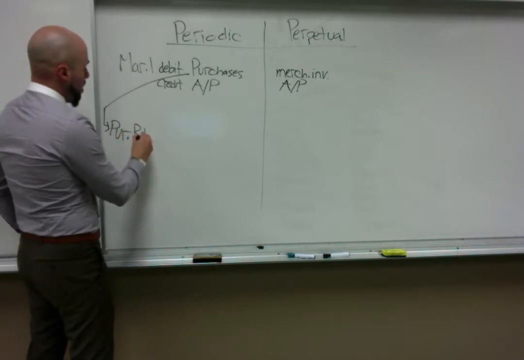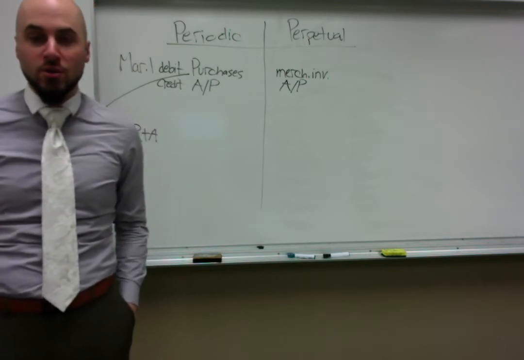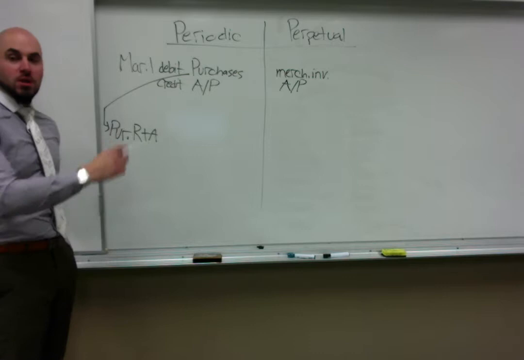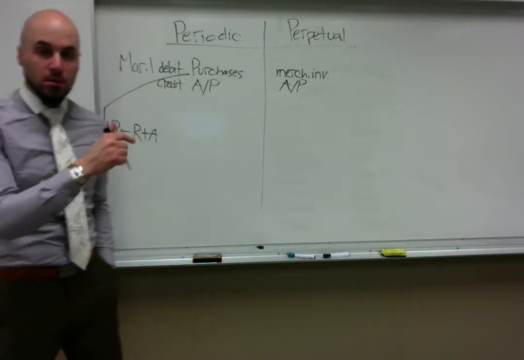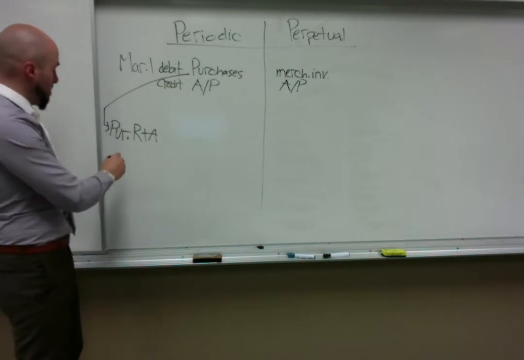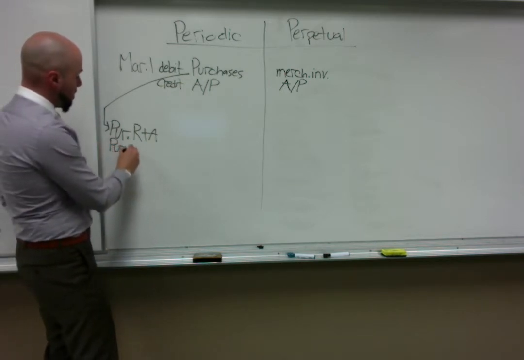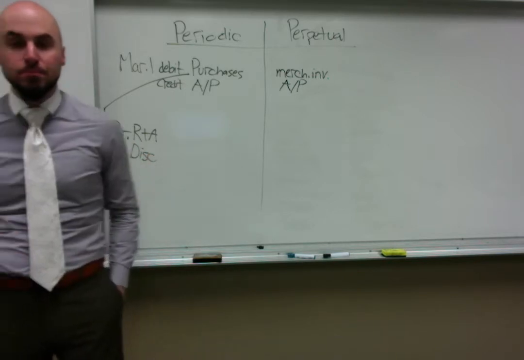Purchase R plus A, returns and allowances. I know you love my short forms by now. Purchase R plus A, returns and allowances. That is one account name. We'll explain what it means, but the other one for now is purchase discounts. So I'll put disc.